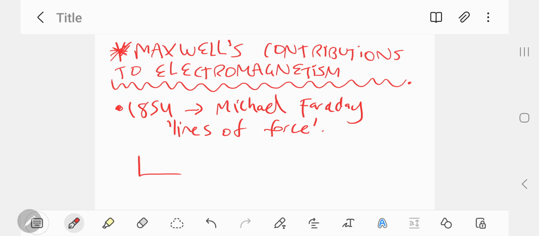For example, two bar magnets. Suppose you bring them close together, of the same like polarity, in this case south-south, so they will repel, right? Drawing isn't really accurate, but anyway, get the idea. So he believed that there was some force acting between magnets, for example.